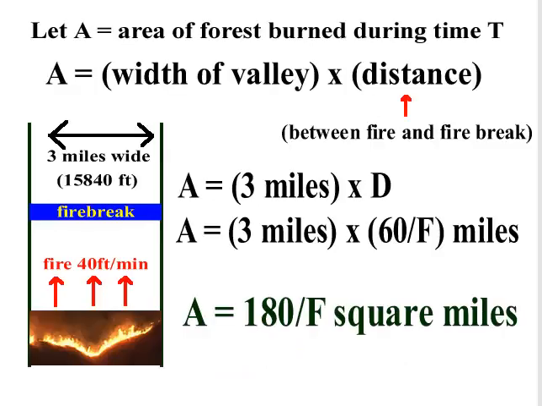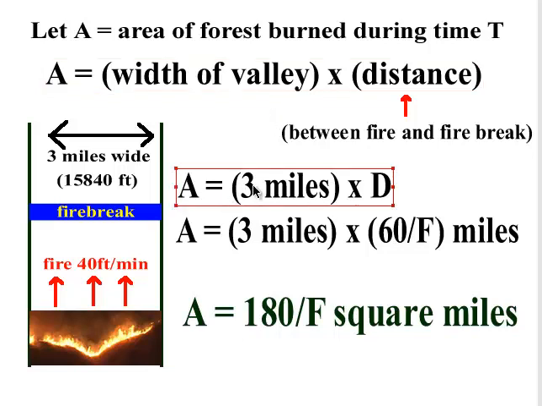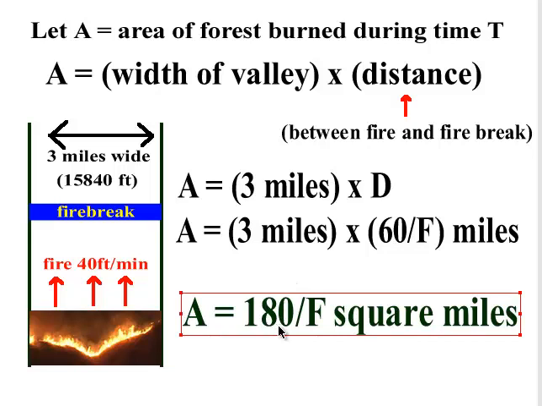Okay, moving on. We're going to let A equal the area of the forest that has been burned by the fire during time T. So A is the total number of square miles of burnt trees in the time that it's been burning. So the area is the width of the valley, which we know is 3 miles, times the distance between the fire and the fire break. That's what this distance is. So area equals 3 miles times D, and D we just figured out. It's 60 divided by F. We left it in square miles here. 3 times 60 is 180, and that's square miles divided by F, the number of firefighters again. So now we have the area.